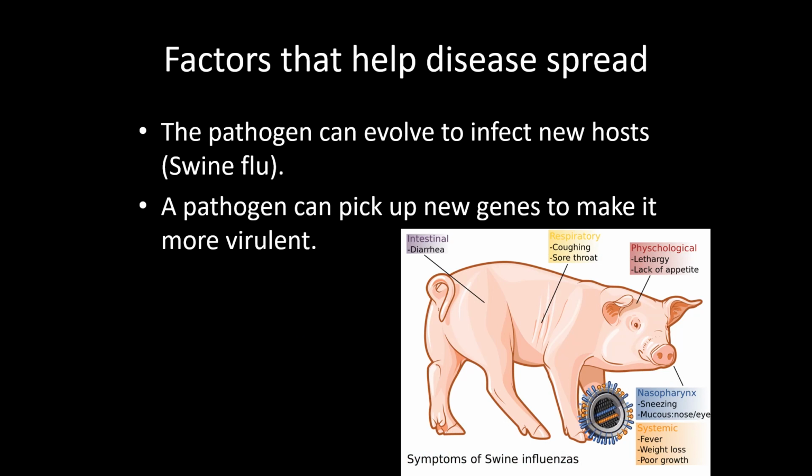One, evolution. Flu viruses change every single year. It's why a person is supposed to get a different flu shot every single year. It's to deal with the new strain of flu that's going around. Sometimes pathogens can pick up new genes that allow them to become more disease-causing, and that's probably what's happened with the coronavirus that's causing COVID-19. It picked up some new genes that made it deadlier than any of the other ones.